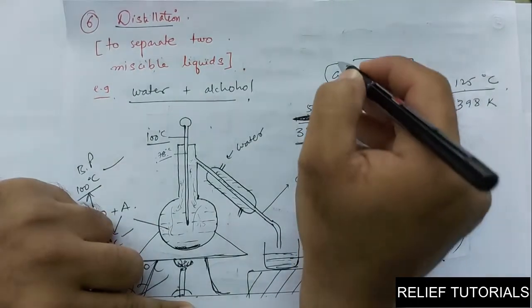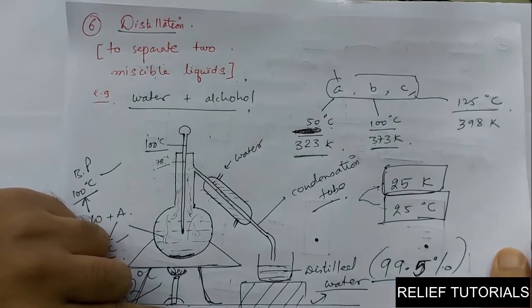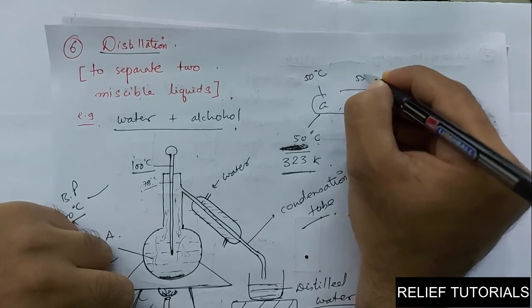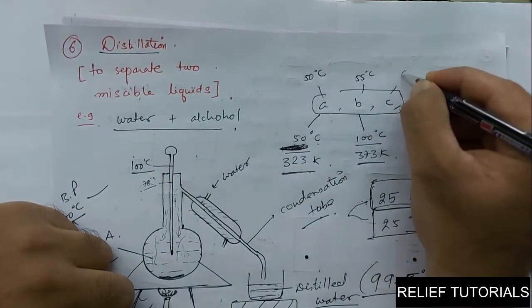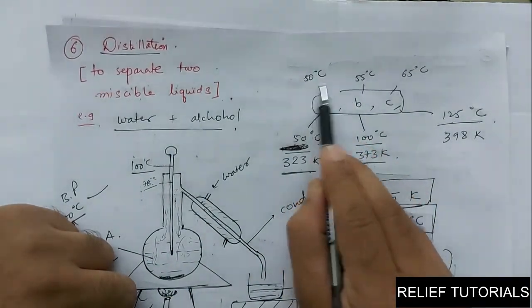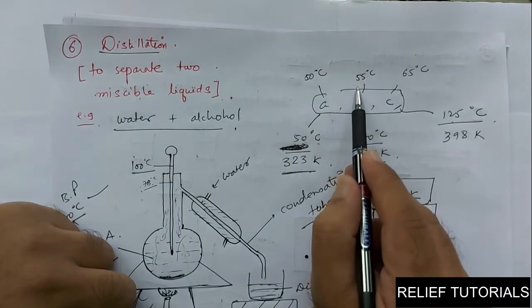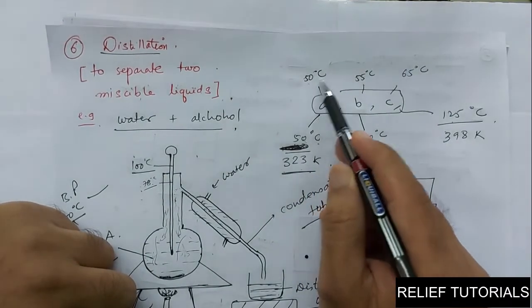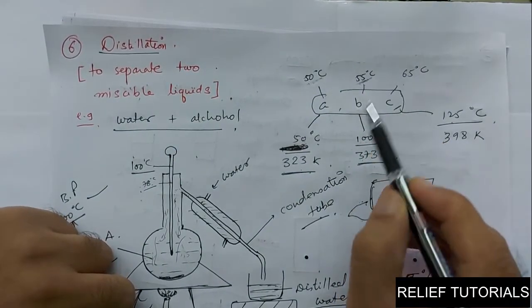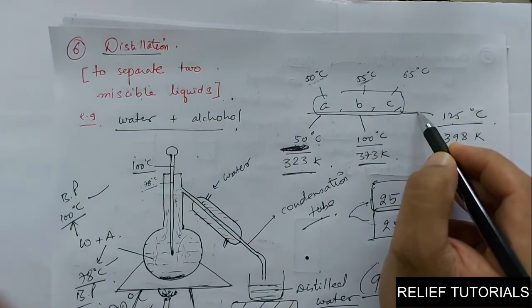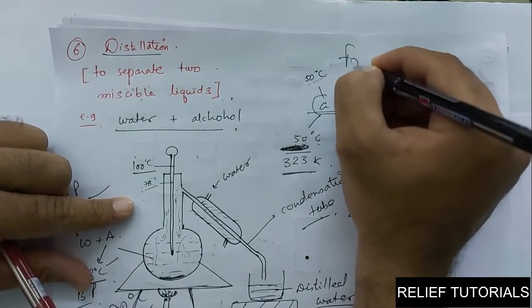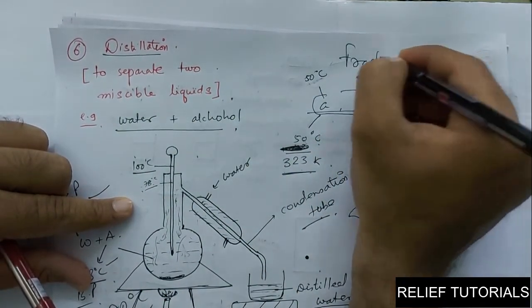Now again, consider another example. Let us say the boiling point of A is 50 degrees Celsius, the boiling point of B is 55 degrees Celsius and the boiling point of C is 65 degrees Celsius. So the boiling point difference here is not more than or nearly equal to 25 degrees Celsius or 25 Kelvin. Here the difference is quite small, only 5 degrees Celsius, and here it is only 10. So these three cannot be easily separated by the simple distillation process. For that we have to use the fractional distillation process.